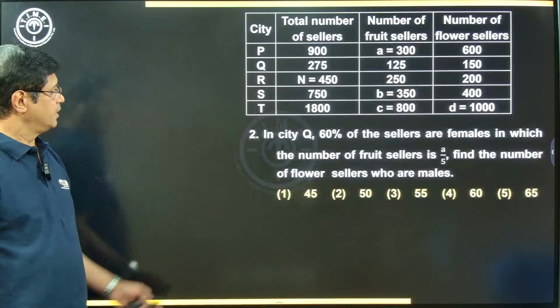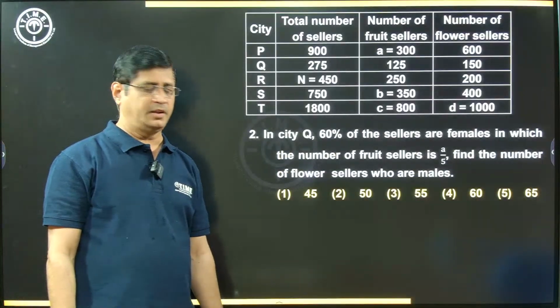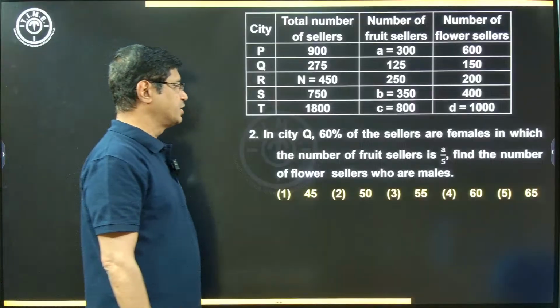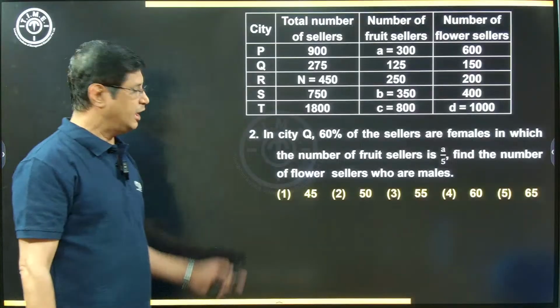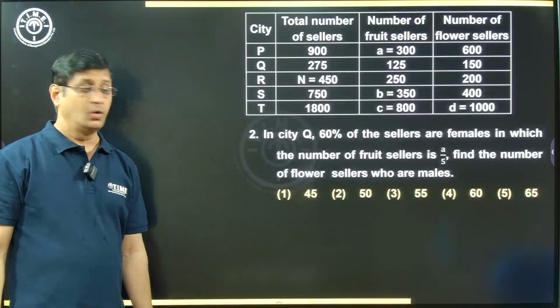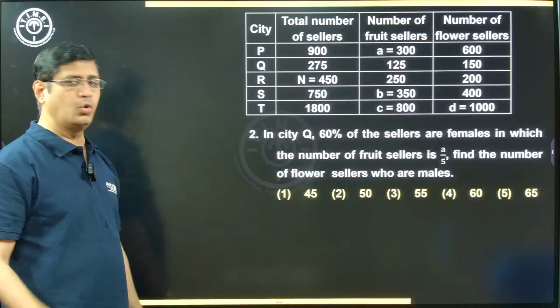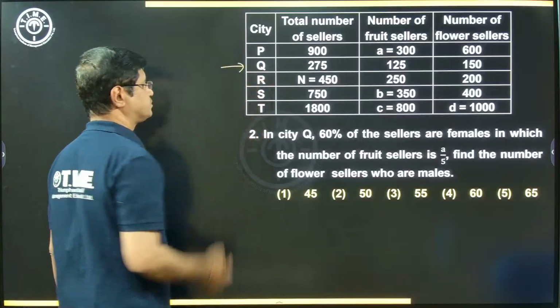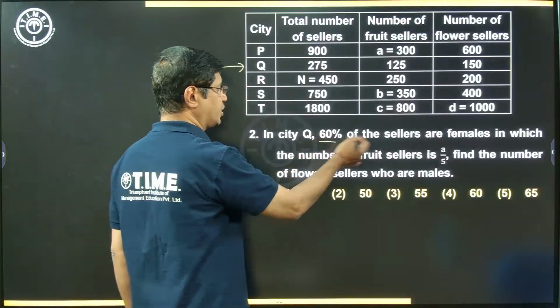Okay. Look at the second question on your screen. In city Q, 60% of the sellers are females, in which the number of fruit sellers is A by 5. Find the number of flower sellers who are males. City Q, 60% are females.